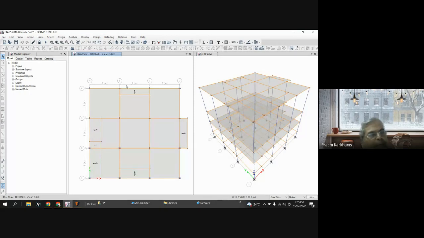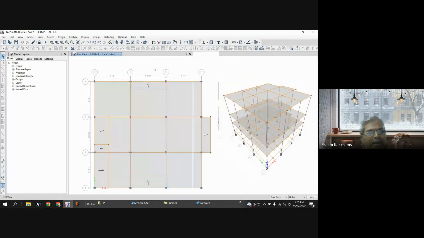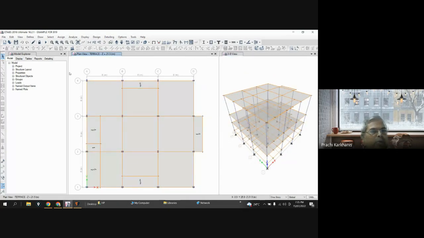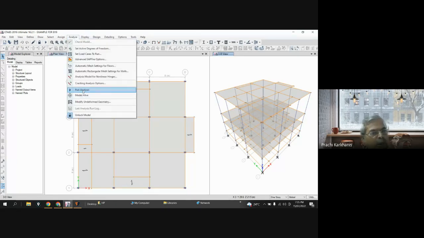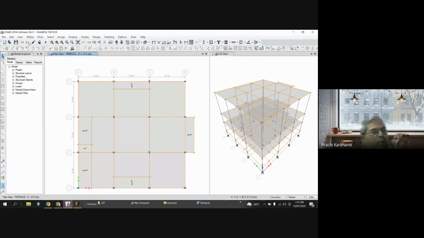Now, in today's session, we will concentrate on how to read the analysis results. Analysis results will be available only when you apply analysis. We have run the analysis, and after running the analysis, the entire results are stored. That's why you can see here a lock.